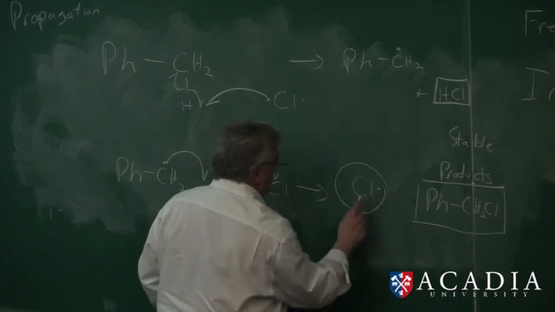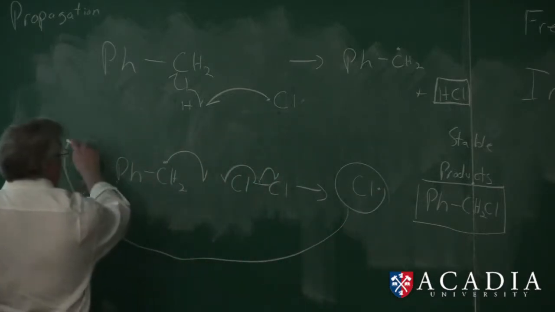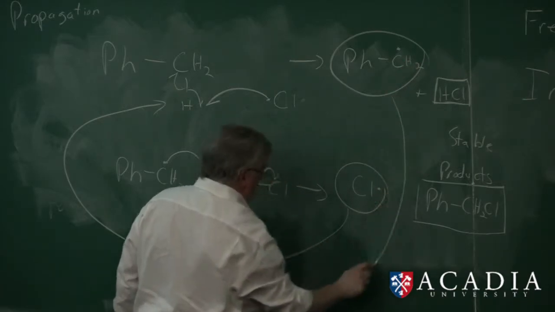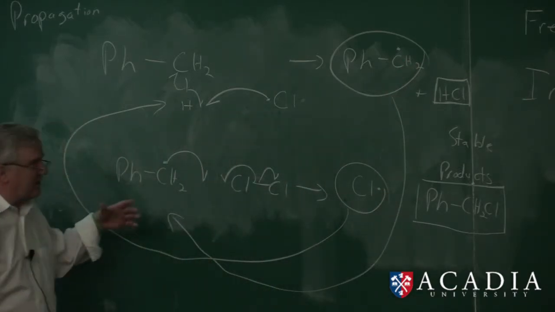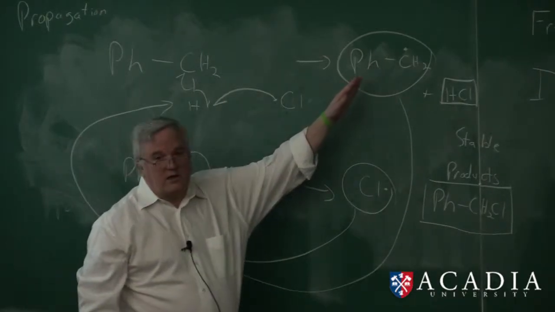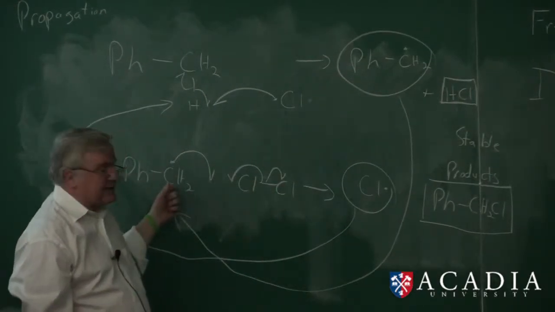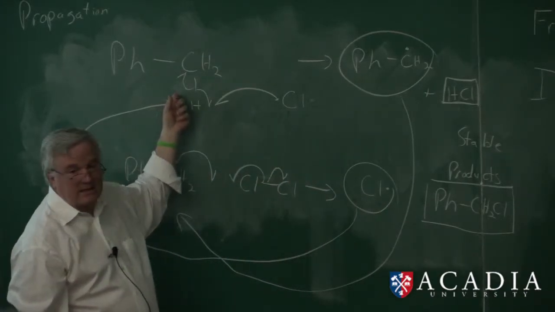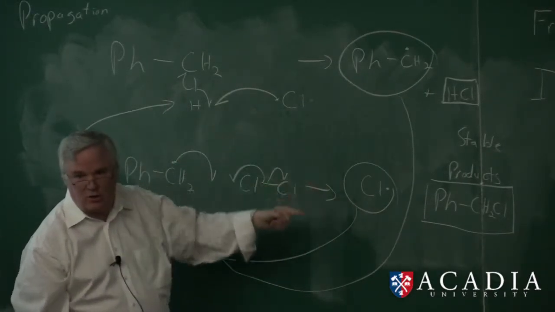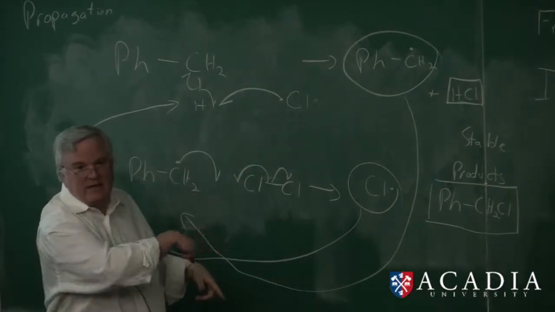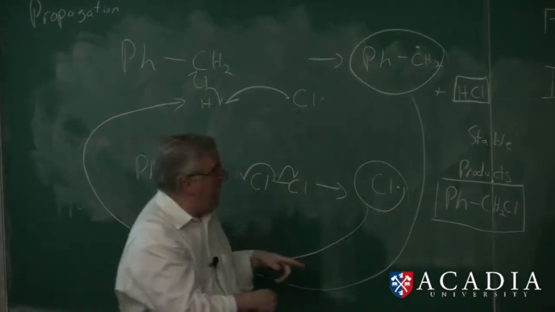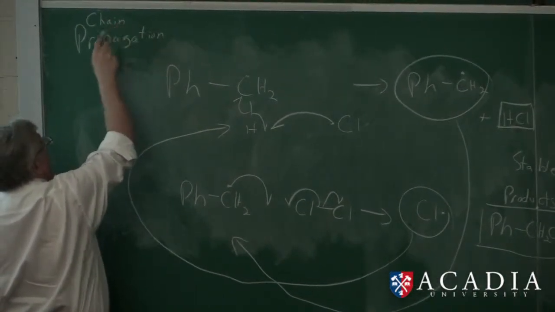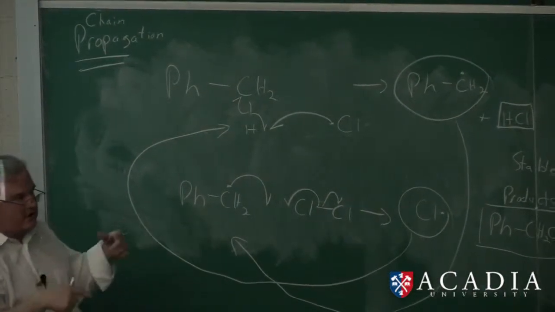Notice that this thing can just go back up here, and this one goes here. That's a little confusing, but one of the products of this reaction is a reactant in this reaction, and one of the products of this reaction is a reactant in this reaction. So all we have to do is get this reaction started, and it zips along. This is the chain. This reaction will just keep going.